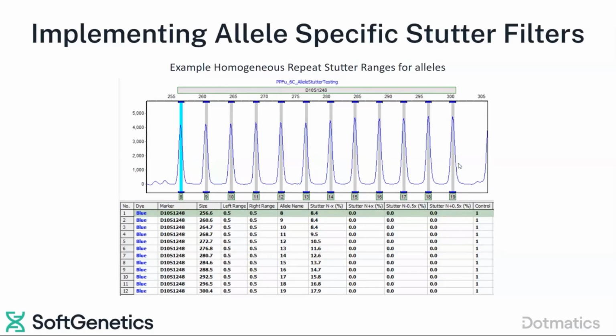So these are the markers everyone loves. The nice homogeneous repeat with a typical stutter range. But even with this typical stutter range, it's ranging from 8.4 all the way up to 17.9. So an average and standard deviation would have the potential to miss real peaks or call artifact peaks.